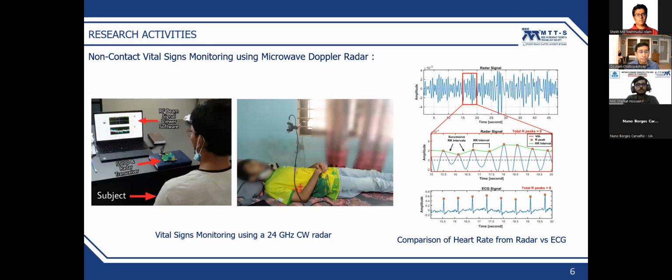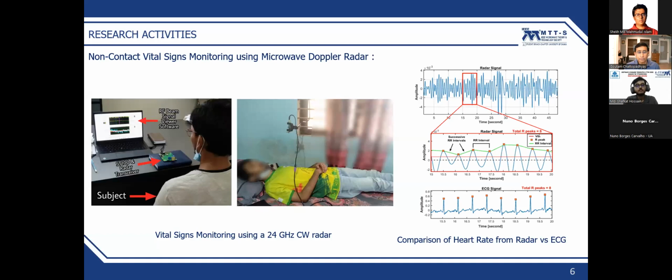Good evening. My name is Mohammad Shafkat Hussain, and I'm the Vice Chair of the Microwave Theory and Technology Society Student Branch Chapter, University of Dhaka. When it comes to the research activities in our university and in our department, our main focus was on remote sensing using microwave Doppler radar. Although this field has very vast potential, in our university, it hasn't been explored that much.